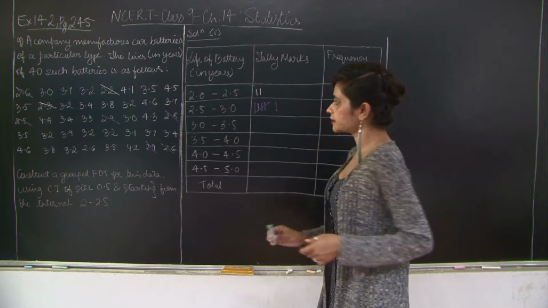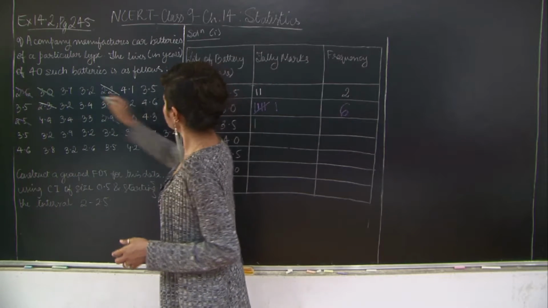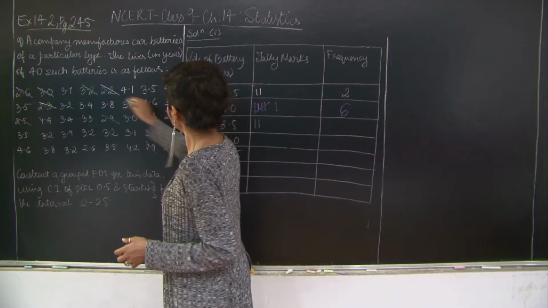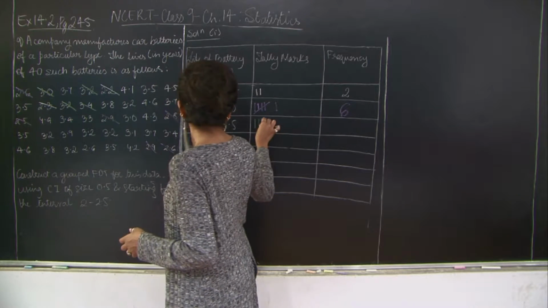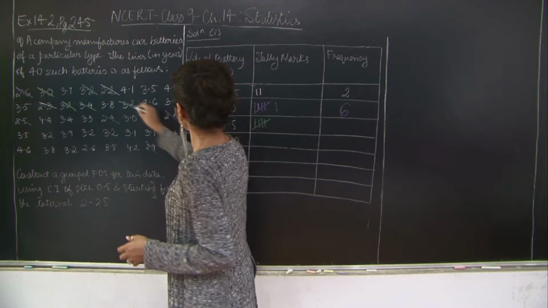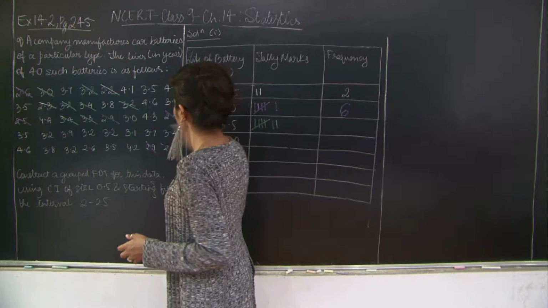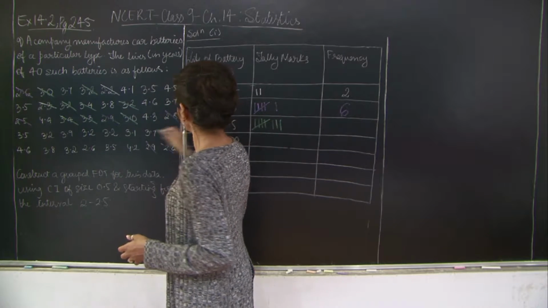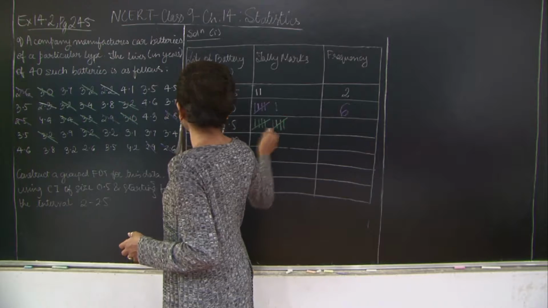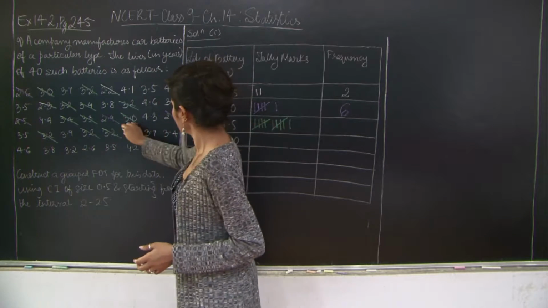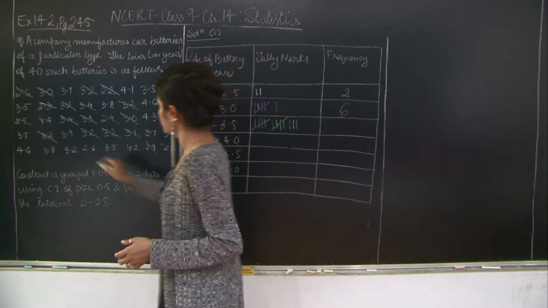Let's move on to the third category, that is 3.0 to 3.5. So 1, 2, 3, 4, 5. Then again 1, 2, 3, 4, 5. Then 1, 2, 3, 4.